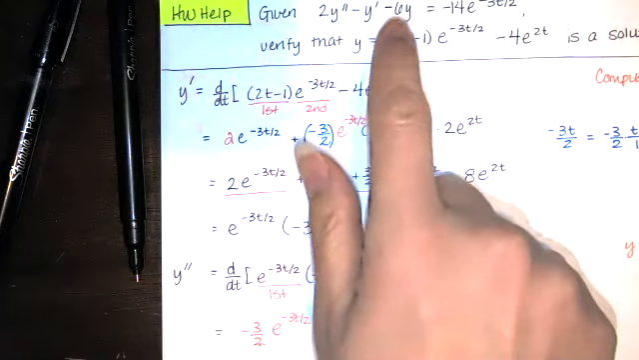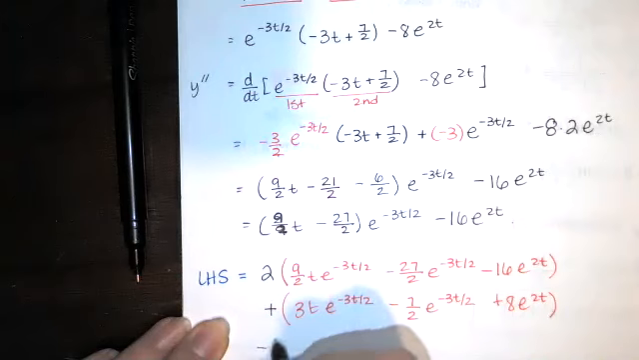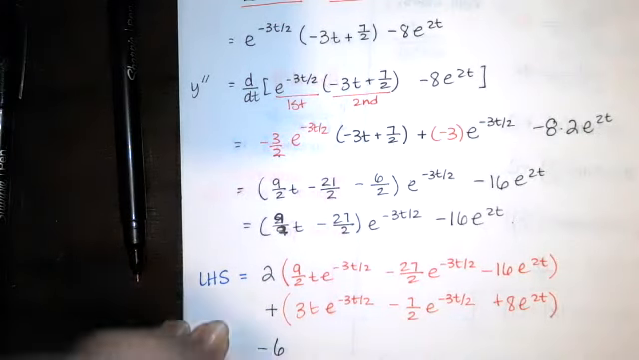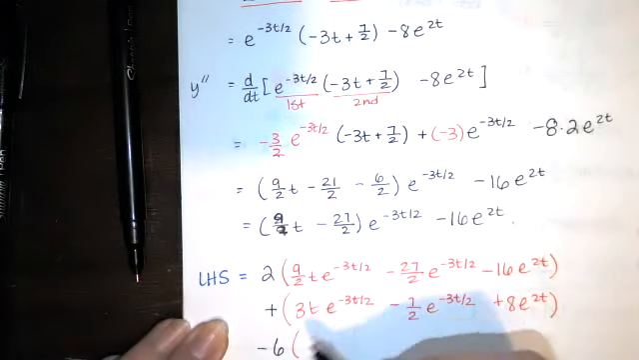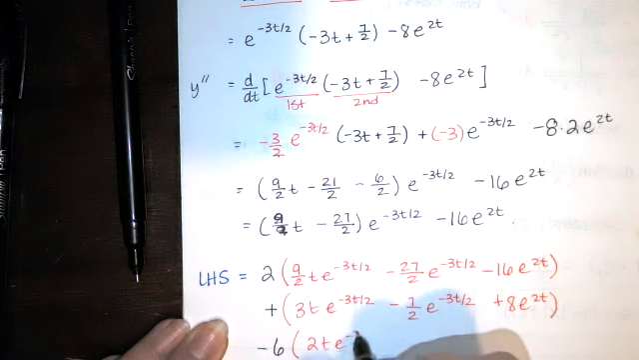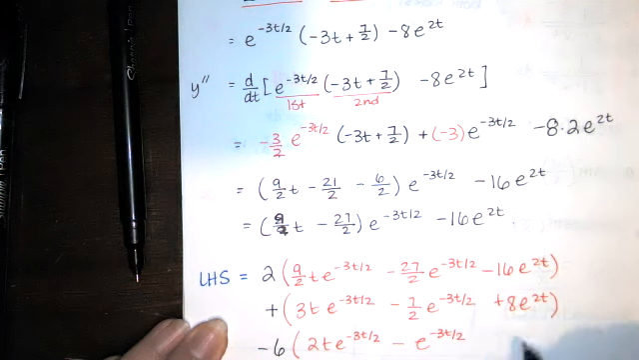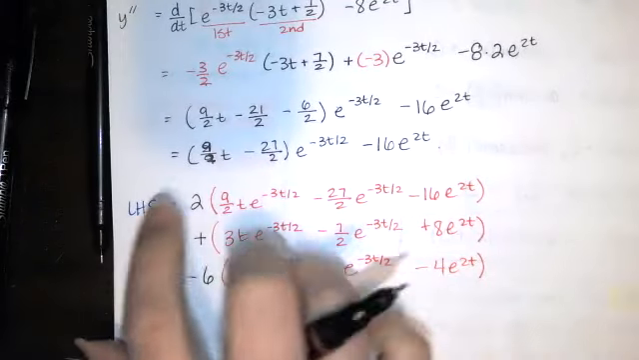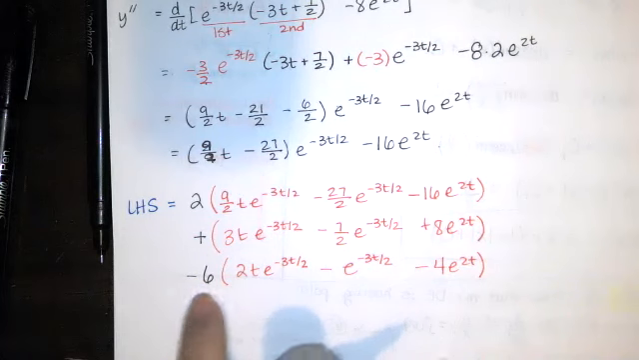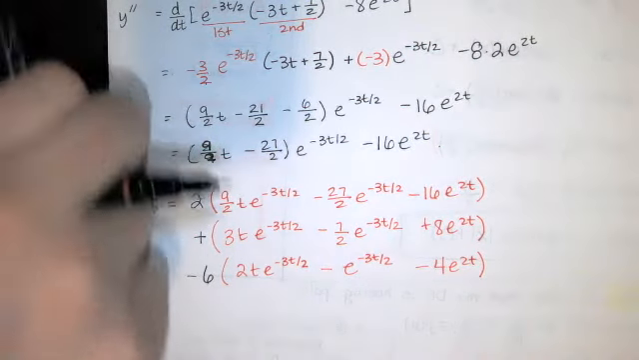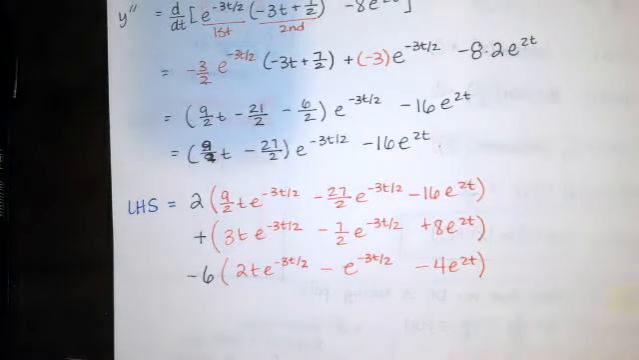So I just need to subtract 6 times y, where y is this. I will just write y in, but I'll distribute that exponential. So we have 2t times e to the -3t/2 minus e to the -3t/2. And then we have a minus 4 e to the 2t. So that's our left-hand side. It's this plus this minus this. It would be easier to simplify if we distribute that 2 and that -6. So I think I will.